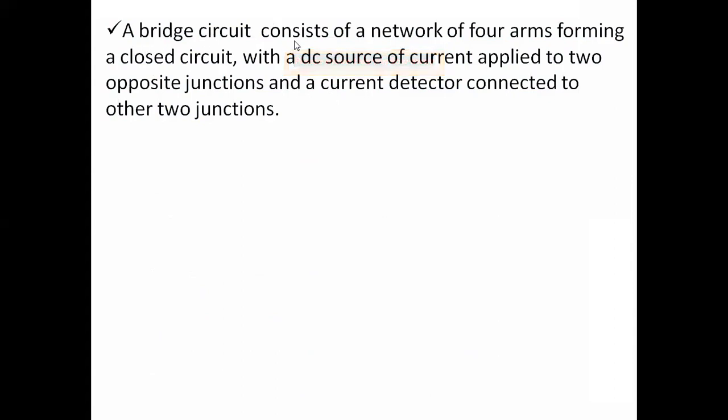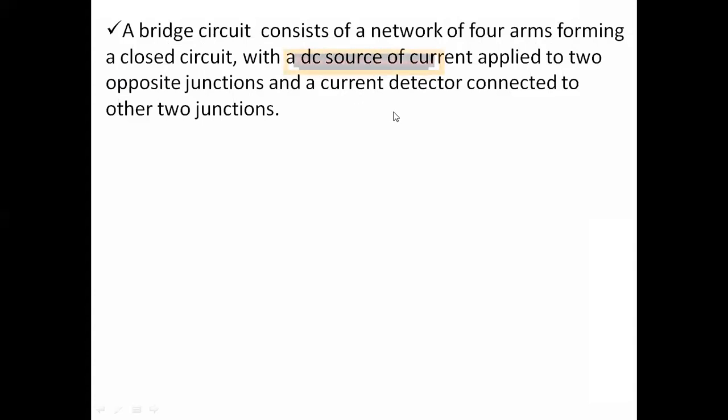Generally, a bridge circuit consists of what main elements? What are the main elements of a bridge network or bridge circuit? It consists of four arms. In those four arms we connect various elements, that is, resistors and unknown resistance values, and it forms a closed circuit.